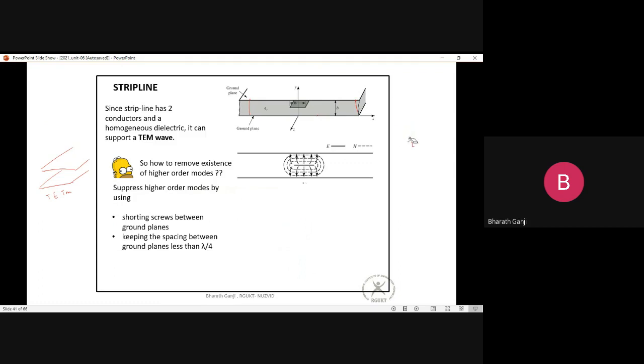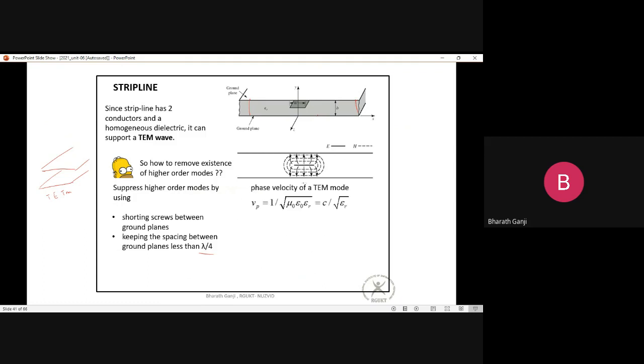Only if you remember the higher order modes, the cutoff frequency, then the mode will not propagate. If you remember the parallel plate waveguides which we have discussed, right? So using that kind of statement, we can say that if the spacing is made less than lambda by 4, there is no chance of getting those higher order modes, TE, TM modes, those parallel plate waveguide modes propagating in the strip line. Right? So these are the common things that are done to eliminate the higher order modes in the strip lines.